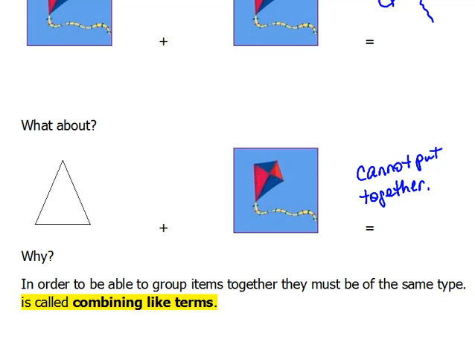That's important. In order to be able to group items together, they must be the same type. This is called combining like terms. We can only combine things that are similar in nature. Otherwise, we have to talk about them separately and individually.